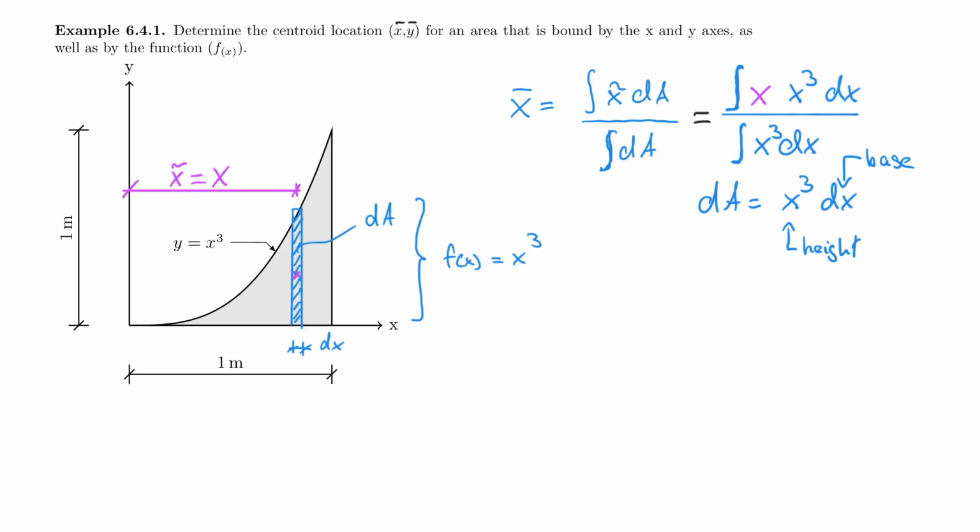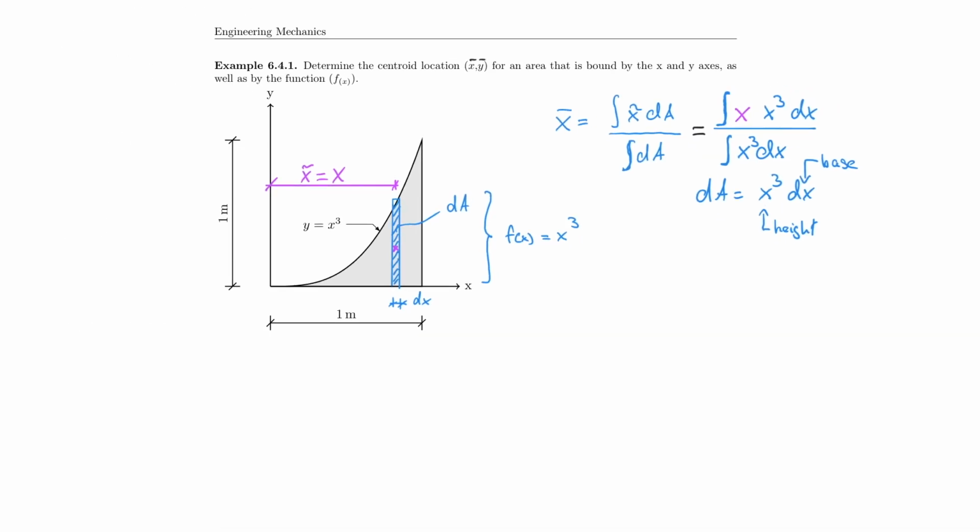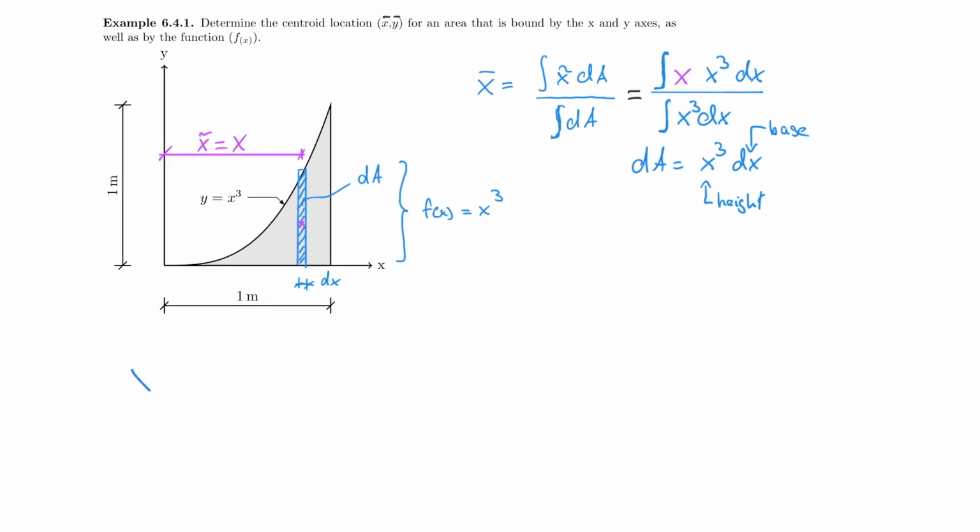And all that's left to do for me now is use integration constants. So I'm going to write that down here on the bottom again. So my x bar is equal to the integral of x to the 4 dx, divided by the integral of x to the 3 dx. Just to be clear here, I have power 4 because I have the double x here, and then x to the 3 comes from that. And now I need my integration constants.